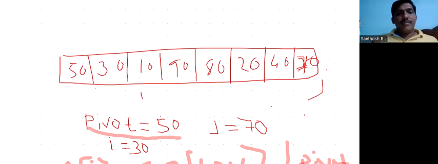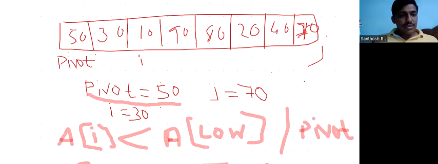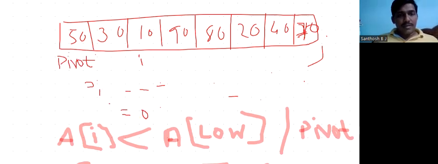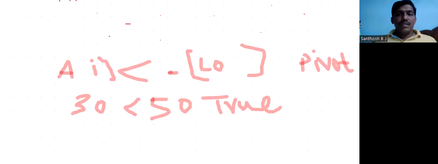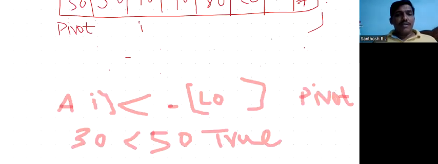Now I is 10. The pivot value is 50, I is 10, and J is 70. I think all of you understood this. After completing the second step, the first time the condition, 30 is less than 50, is true. Now move on to the third step. What is the value of I now?